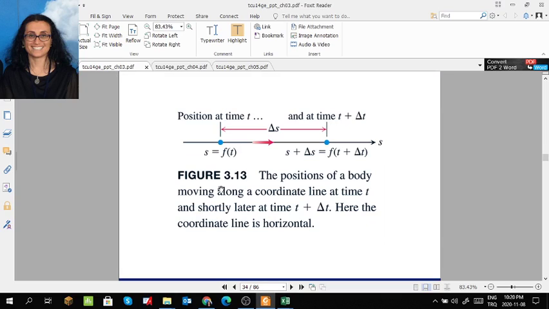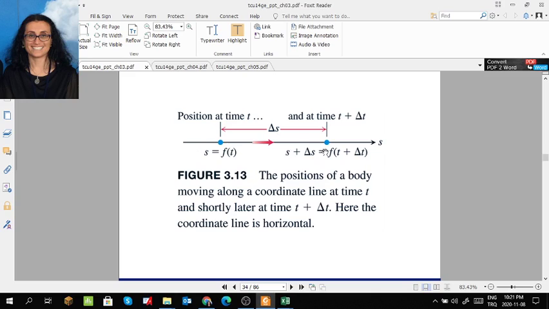This picture shows a moving object. The position of the object at time t is represented as s is equal to f of t. So f of t shows the position of the object that's moving along the coordinate s, and after delta t time passes, the new location is s plus delta s, because the object is going to move delta s more on top of s.